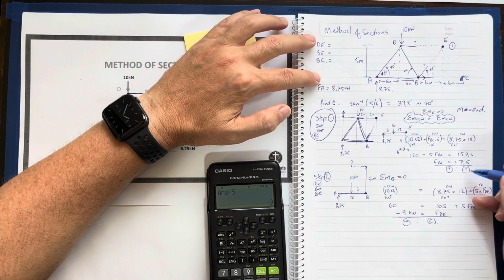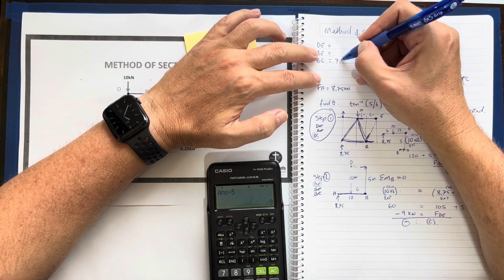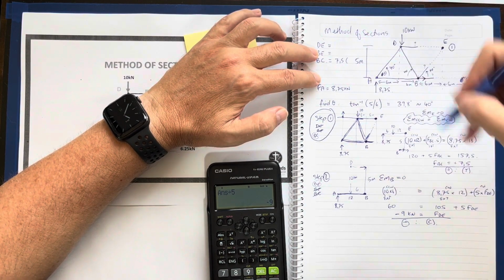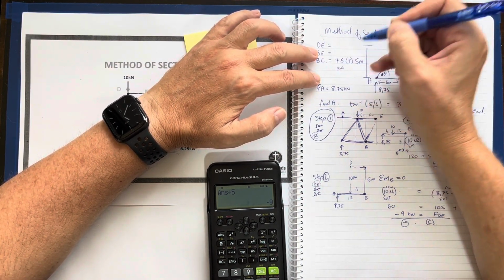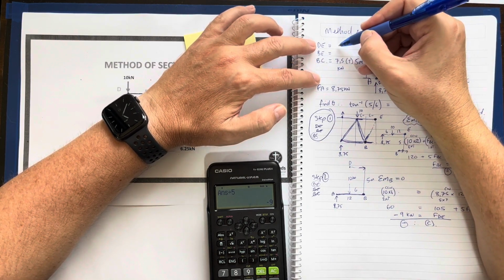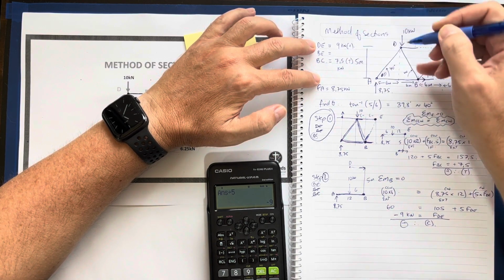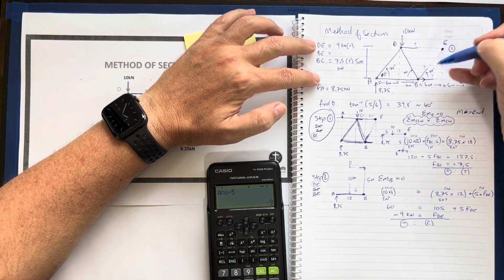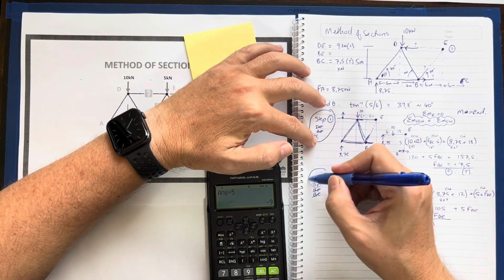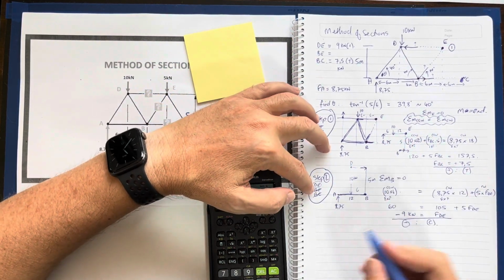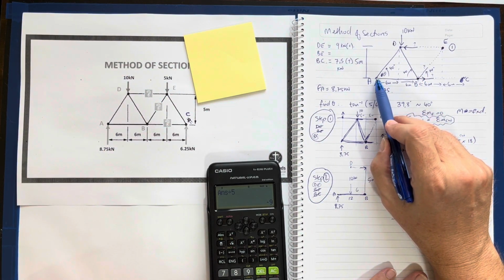So I'm going to go back up here and I'm going to go FBC is 7.5 and it's in tension, and I know it's kilonewtons. FDE is 9 kilonewtons in compression. It's in compression, so the force is now, instead of being away from, it is going into the joint. And my last one is I'm going to probably go down to the likes of A.